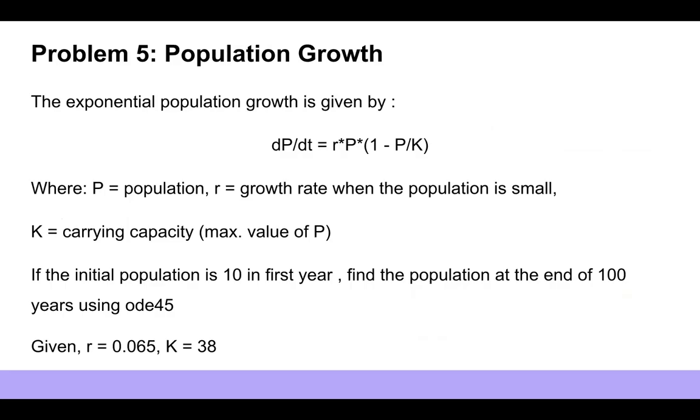Now we have a different ODE equation, that is exponential population growth given by dP/dt. Just read this question once. You have P and R given to you. K is the carrying capacity. The initial population is 10 at t equal to 1. Find the population at the end of 100 years using ODE45. Your R and K values are given to you. Just write the two pieces, basically the function and the ODE function line, and then we'll discuss the answer.